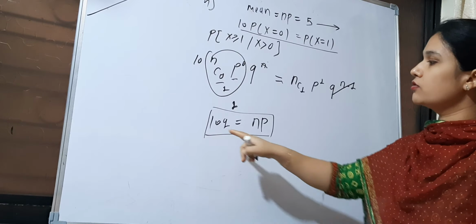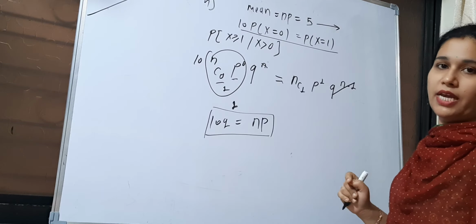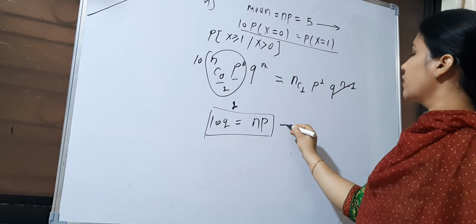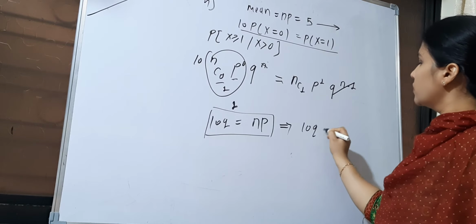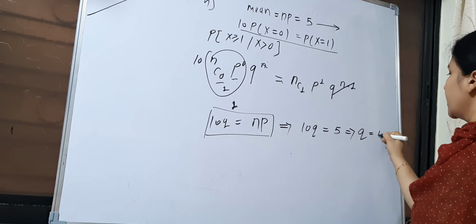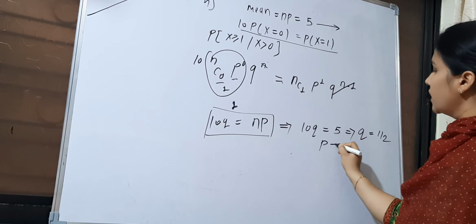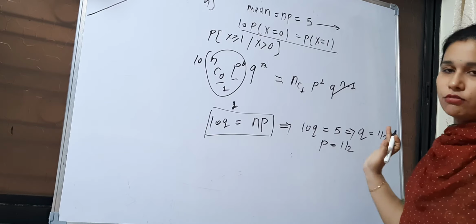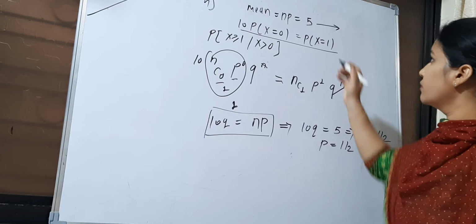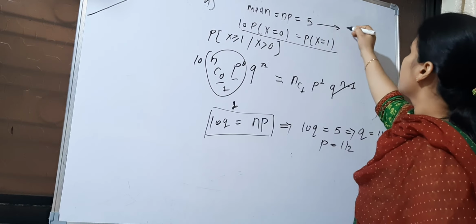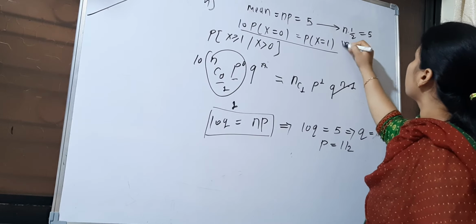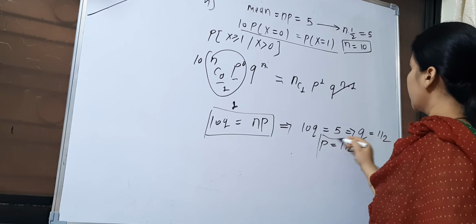So 10 into q is equal to n into p आया हमारा, and we know that the value of np is 5 है ना, so what we can write, 10 times q is equal to 5, so it implies the value of q is 5 by 10 means 1 by 2, so p is also 1 by 2. आ गया क्वेश्चन समझ में? So p and q are 1 by 2, then what is the value of n, put here p is 1 by 2, n into 1 by 2 is 5, then what is n, 10, so n आ गया 10, p आ गया 1 by 2.